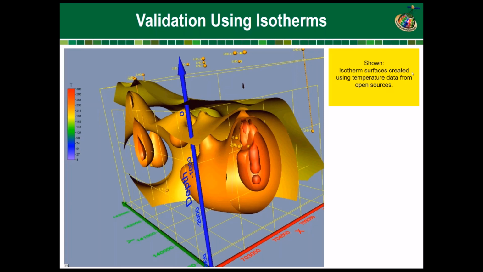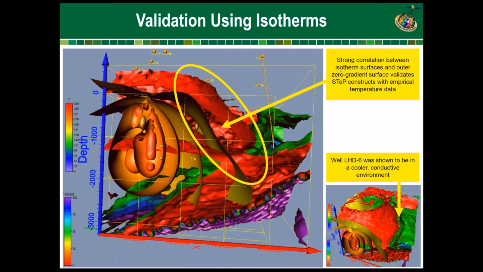These are isotherm surfaces created utilizing temperature data from open sources. As you see, there is a very strong correlation between the isotherm surface and the outer zero gradient surface that basically validates the isotherm surface, or vice versa. They validate each other. So certainly the well data correlate very well with the STEP construct. Well number 6 right here, if you remember, was in a conductive zone. Bottom right is showing it again right here, and as we can see now, it is in a cooler space.